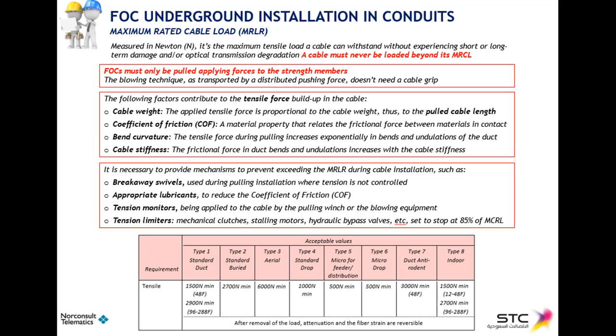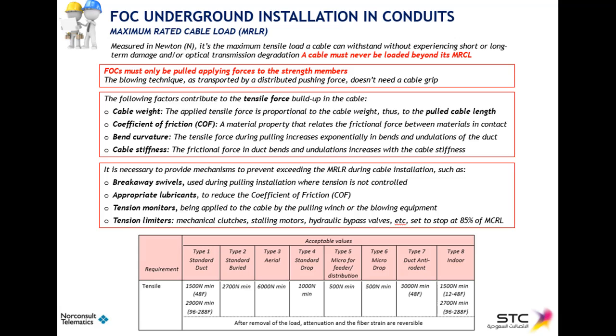These are the minimum values specified by STC for the maximum tensile load. STC specifies 8 different types of cables, as you can see on the table: the standard ducts, standard buried, aerial cables, standard drops, micro cables for feeder and distribution, micro cables for drops, anti-rodent, and indoor cables. Each of them has different values. Obviously, micro cables, because of their physical structure, are much weaker than other types of cables.